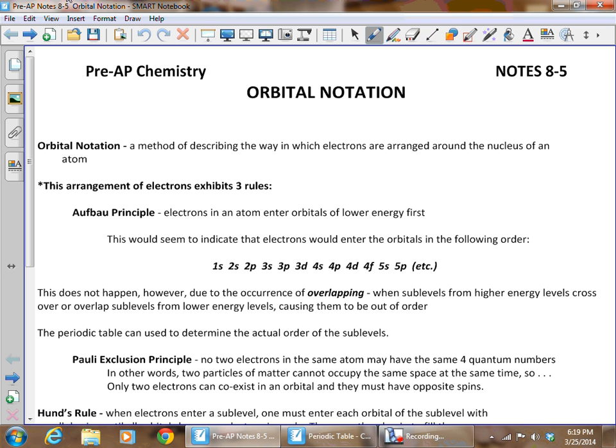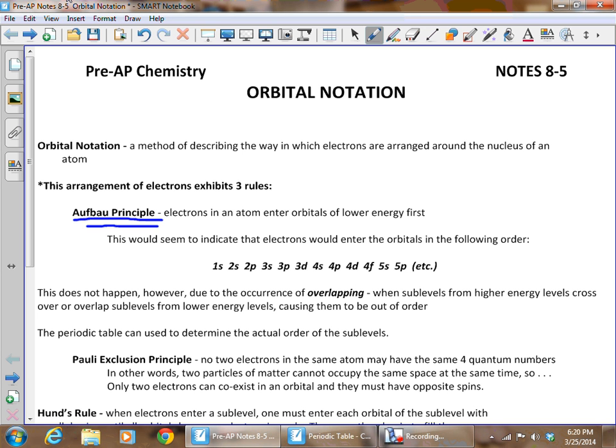When we write orbital notation, we obey a principle called the Aufbau Principle. The Aufbau Principle says that electrons in the atom enter orbitals of lower energy first.